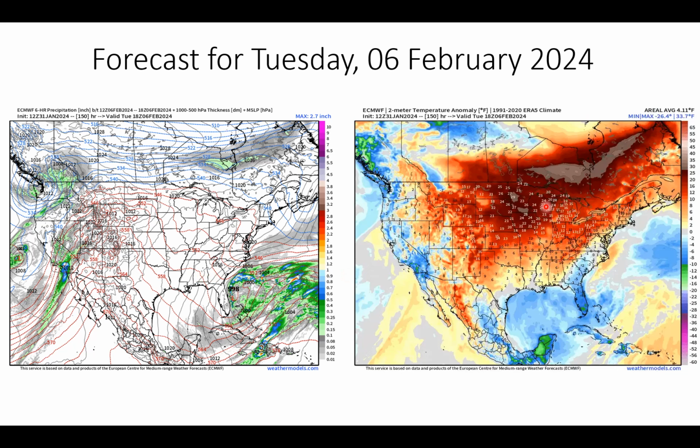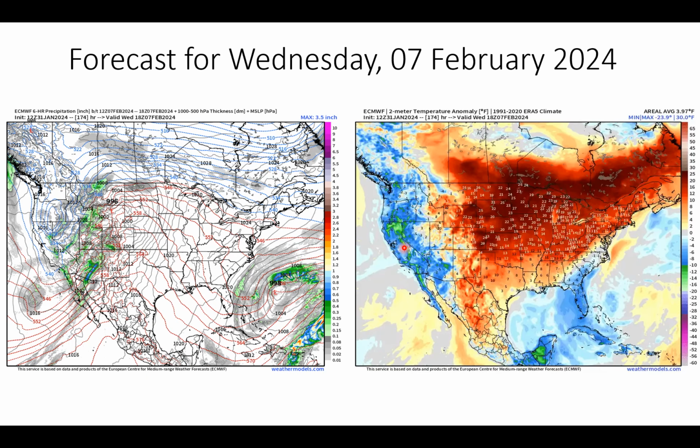Looking at the temperature anomaly forecast on the right for Tuesday, February 6th, showing well above normal temperature readings across the northern plains and upper Midwest yet again. Not much change to this situation. We do see a cooler area of temperatures, slightly below normal, from South Carolina down to Georgia, into Florida for Tuesday, as well as slightly below normal temperatures along the U.S. West Coast Tuesday.